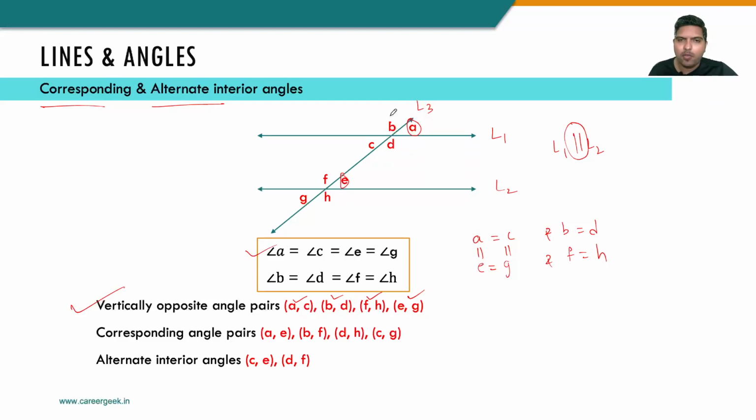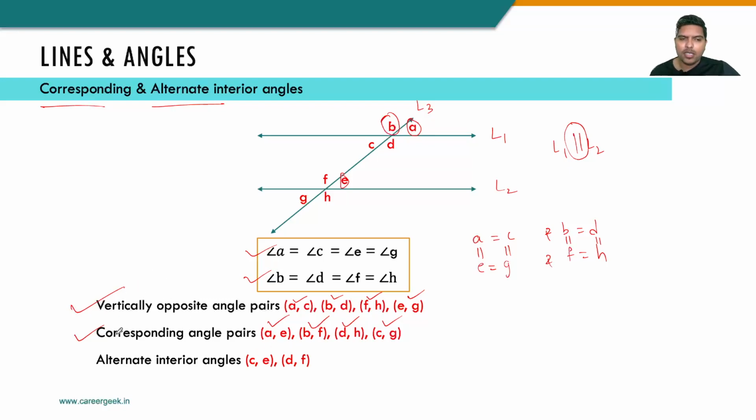Same, what is the corresponding angle for B? It has to be F. So B is equal to F and D is equal to H. So B, D, F, H is another set of angles which are equal. So out of these 8 angles, 4 angles are equal and 2 such sets exist. So corresponding angles are clear: AE, BF, CG, DH.